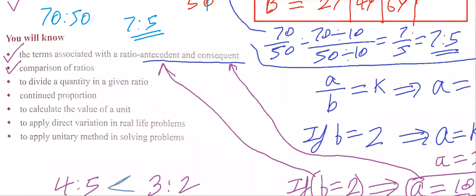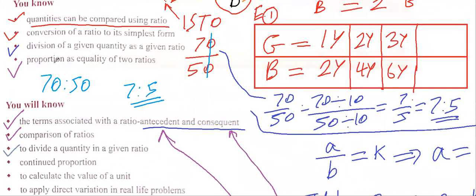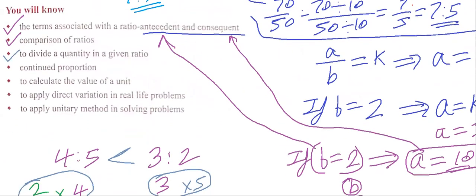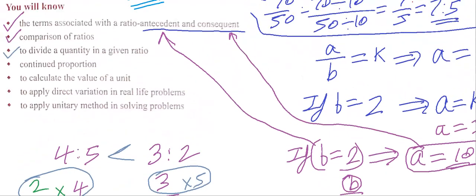Now, next point, third point I will explain, to divide a quantity in a given ratio. This is what we have already studied here. Divide the given quantity in a given ratio. So it is the same. Next, we will study. Okay, let me explain that point again.